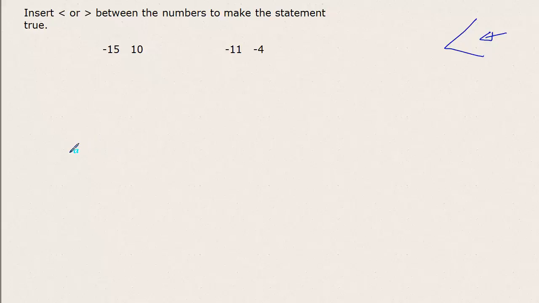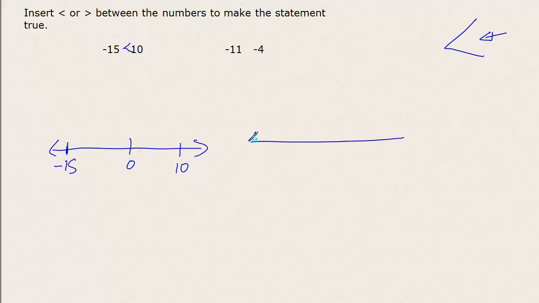So comparing negative 15 and 10, if 0 is here, negative 15 is a long way to the left and 10 is to the right. So 10 is more than negative 15, so the crocodile's mouth needs to face towards the 10.